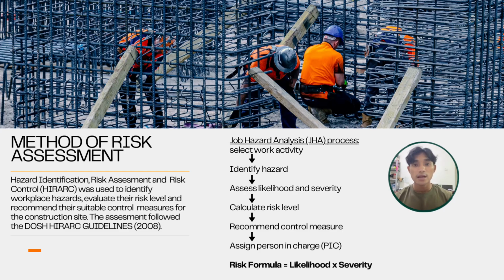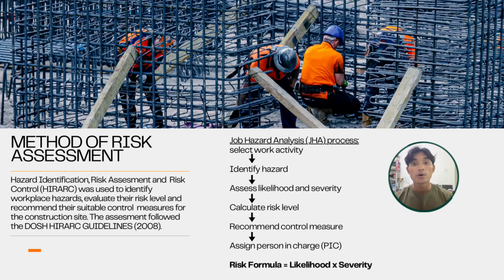To identify hazards, we use job hazard analysis or JHA. In this process, every construction activity is broken down into individual tasks. For each task, we identify the possible hazards, assess the associated risk, and propose suitable control measures. The JHA process consists of 6 main steps.